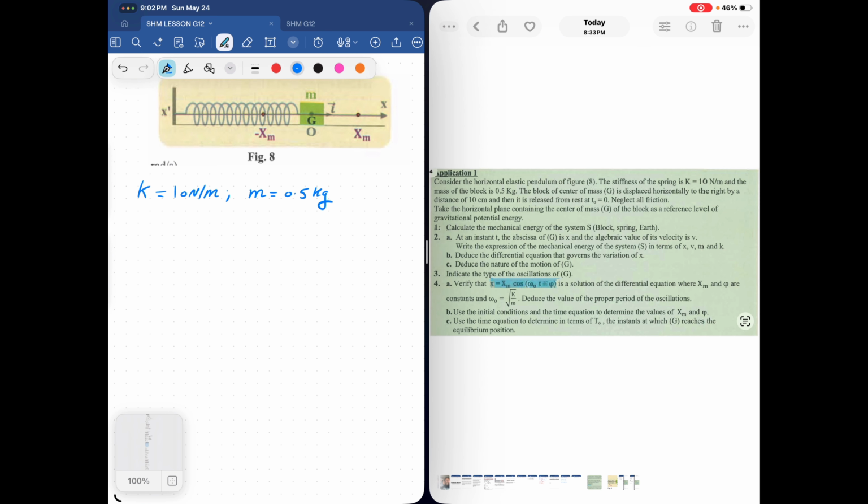And the block of center of mass G is displaced horizontally to the right by a distance of 10 centimeters and then released from rest. You see, now this is incredibly important. And why is that? It is because what he just stated are called the initial conditions, meaning where we started exactly.